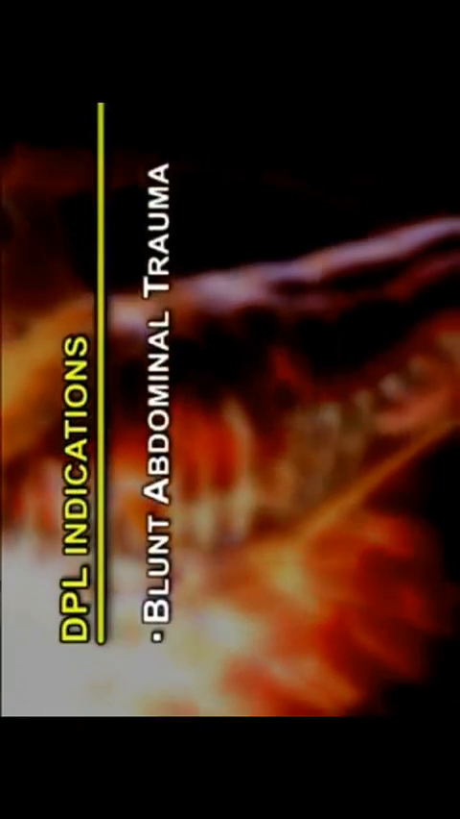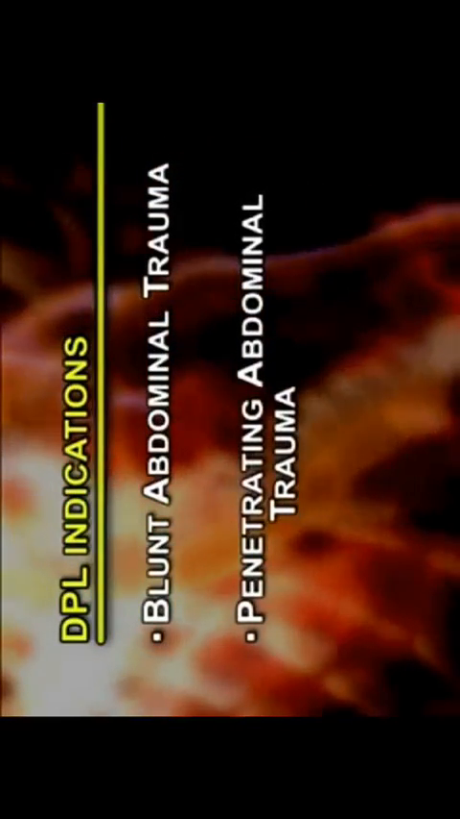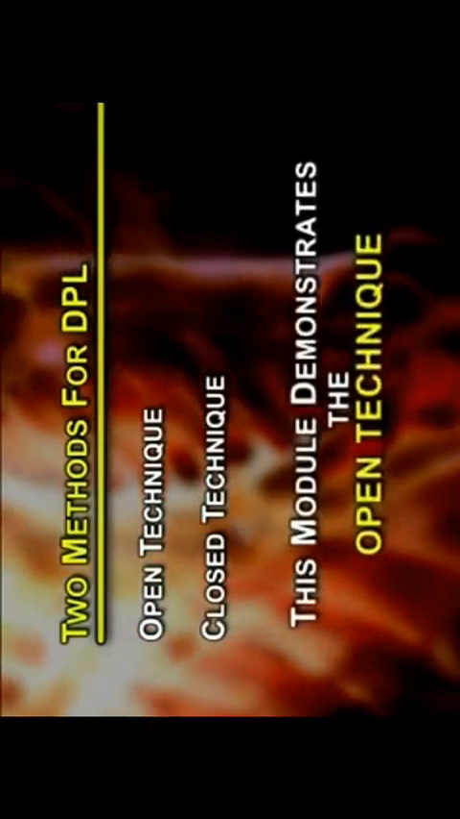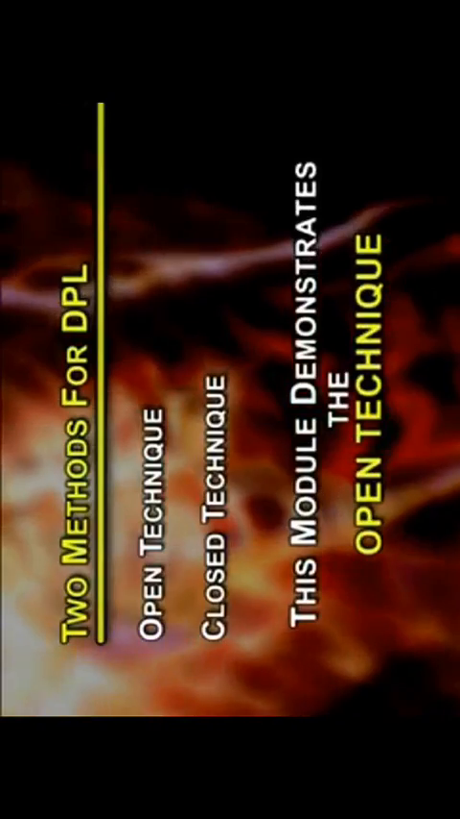The indications for a diagnostic peritoneal lavage are blunt abdominal trauma, penetrating abdominal trauma, and abdominal catastrophe. There are two methods for performing a DPL, the open or closed techniques. This module will demonstrate the open technique, but will make references to the closed technique for comparison.